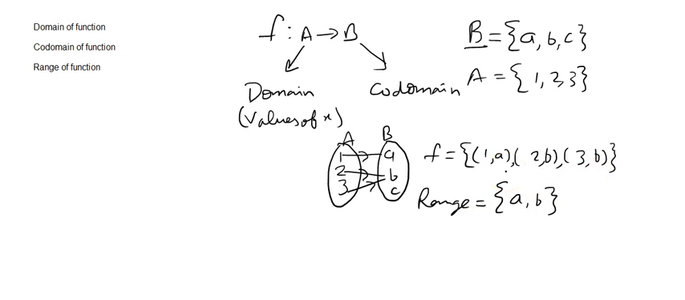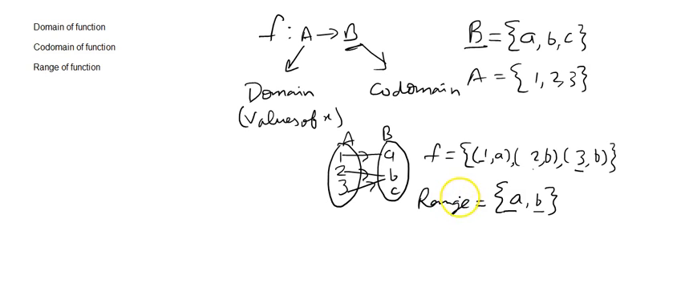So codomain was A, B, C. All the elements of set B will form the codomain. But all the elements of set B which are actually associated with elements of set A will be called range, or they are going to form range together. So this is what is domain of a function, then codomain and range of function.